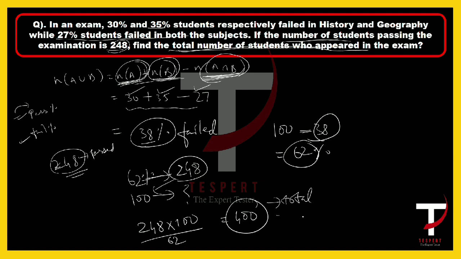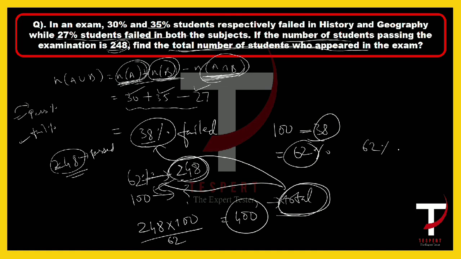Out of this 400, 38% failed and 62% passed. 62% of 400 means 248. Calculate this if you want to understand more. How much is 62% of 400? It will be equal to 248. But how? Just calculate. 62 by 100 into 400. Cancel these two. 62 into 4, which is 248. See, you got it, right? Okay, let's move on to the next one.